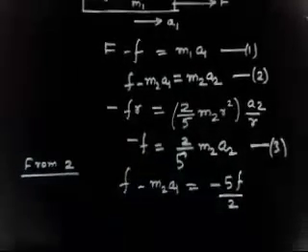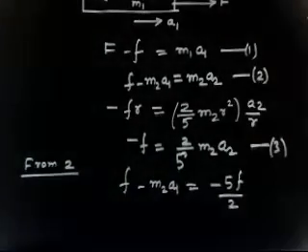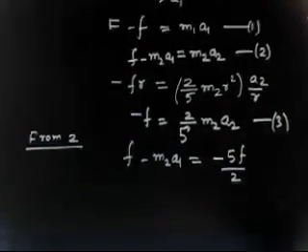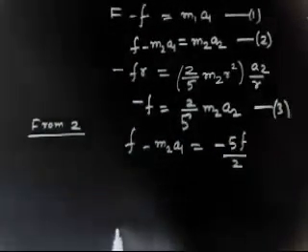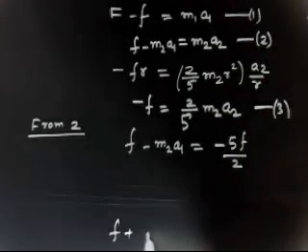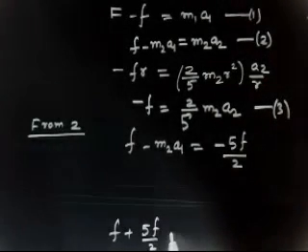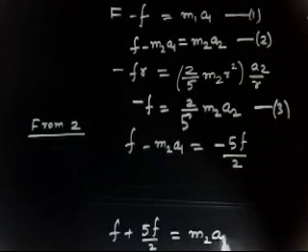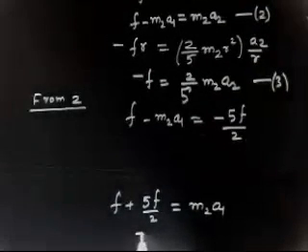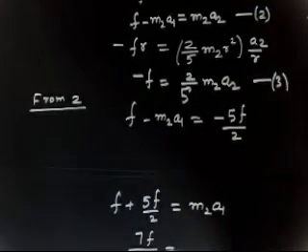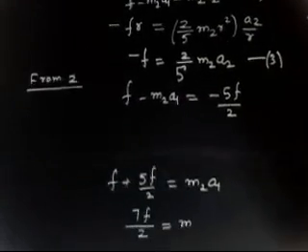Are you getting or not? So I can have F plus 5F by 2 equal to m2 a1. So we will have 5 plus 2, 7F by 2, equal to m2 a1. I think you are able to see this one, m2 a1.